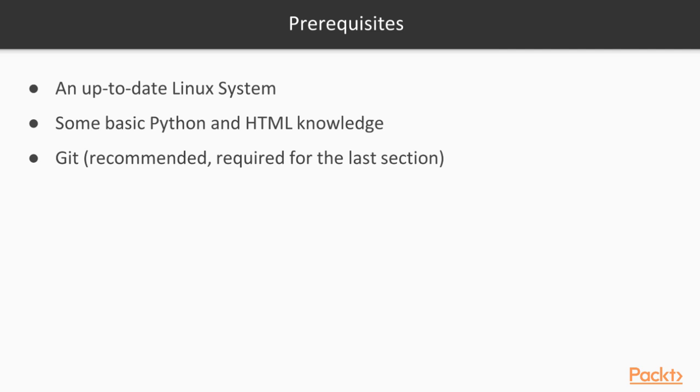To follow this course, it would be ideal if you have an up-to-date Linux system. If you are using Windows or a Mac, you should still be able to follow the course. You will just have to adjust some commands that I'm showing for your operating system. I will assume that you already have some basic Python knowledge and at least a little bit of knowledge about HTML. I highly recommend that you use a version control system. I recommend Git for this purpose, and Git will be required to do the last section where we deploy our application to production.